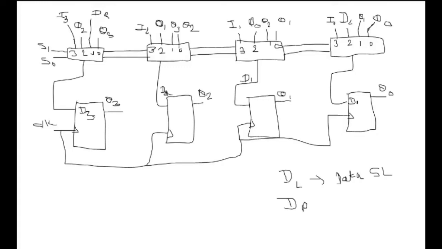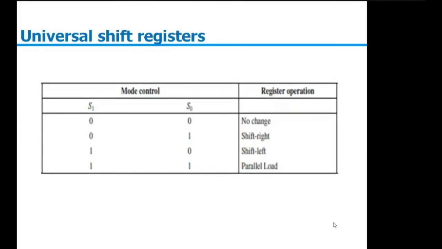DR is the data that needs to be shifted right, and I3, I2, I1 and I0 are the parallel loading data that we need to load in parallel at once in the circuit. You can assign these values as per the requirement. It's not necessary that it has to be in the same format.